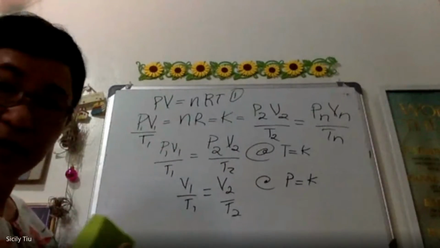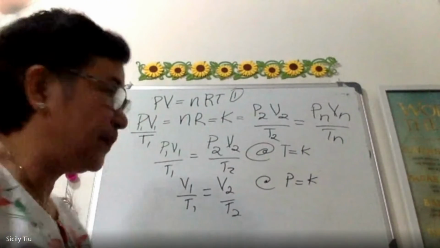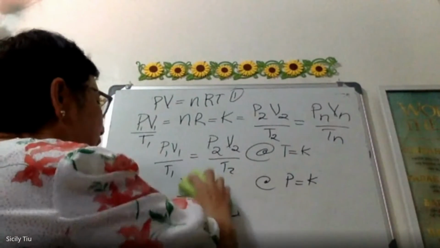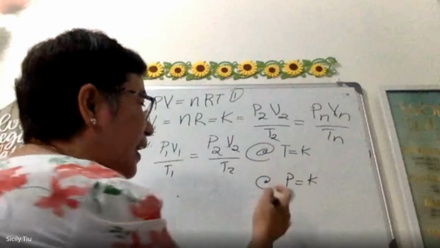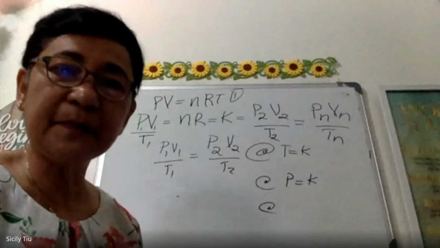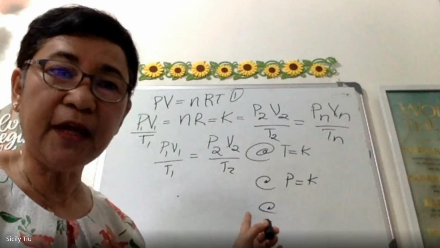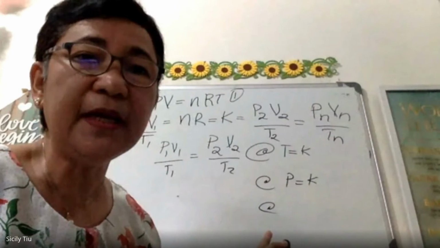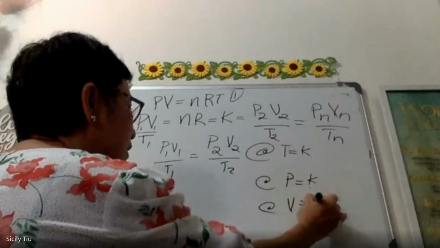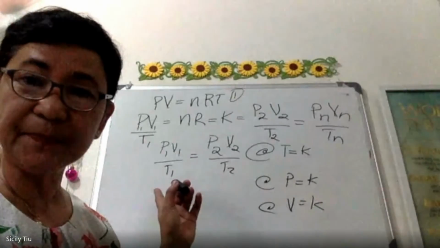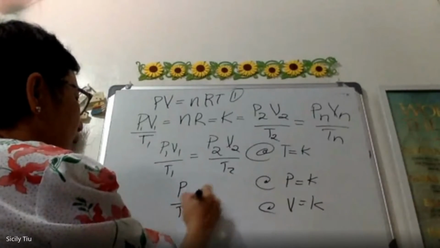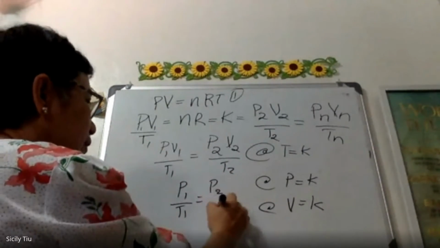Now, back again. I will derive one more. If now my system is... what other one can we hold constant? Miss Bagi? Volume. Okay, very good. So, volume is constant. Now, Mr. Cabio again, what can I cancel here? V1 and V2. Okay, very good. So, P1 over T1 is equal to P2 over T2.